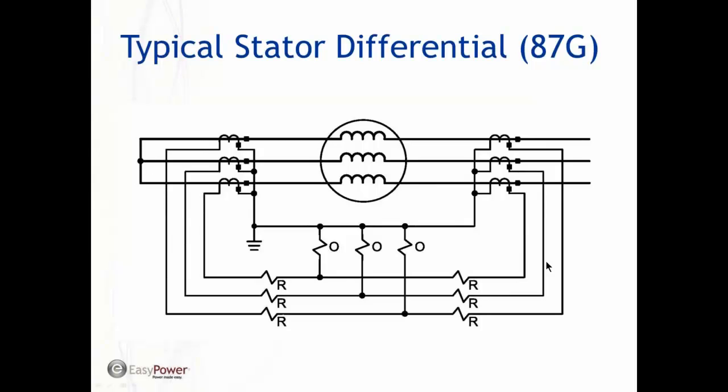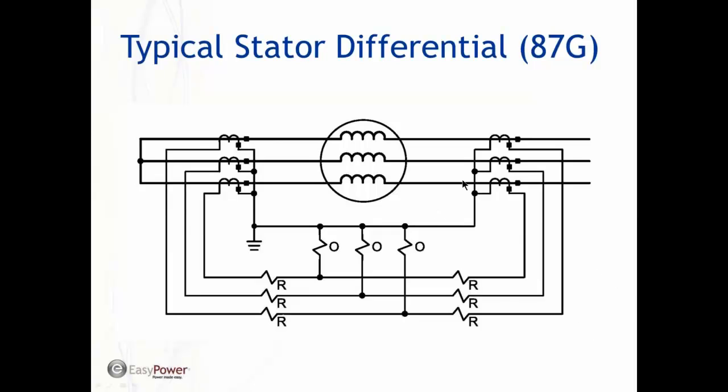So here's just a typical scheme if you're not familiar with differentials. This is the 3 generator leads going out to my system. This is the neutral side. These are brought out to a common neutral point here, tied together, but I have these CTs here as well. So the current going in and out here has to be equal. So we sum each current in each phase. There's a restraining coil or signal, and then these are the operate coils.